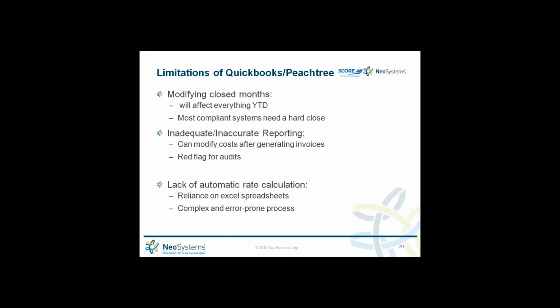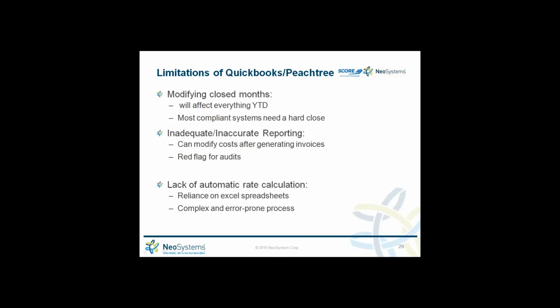QuickBooks and Peachtree also provide kind of inadequate reporting. Again, you can modify costs after generating invoices, and those are red flags for audits. A perfect example is the reason why DCAA conducts timesheet audits. One month your employee might be charging to a contract, and the PM or yourself looks at the funding levels and realizes that we've gone over funding, but we have more funding on a different task. Well, we've already invoiced for his or her time, so now we're going to move that employee's hours into a new task that has more funding, okay? Depending on the contract terms, that's a red flag.